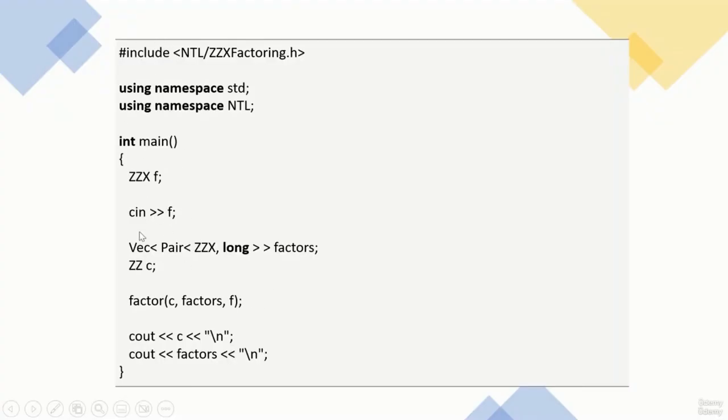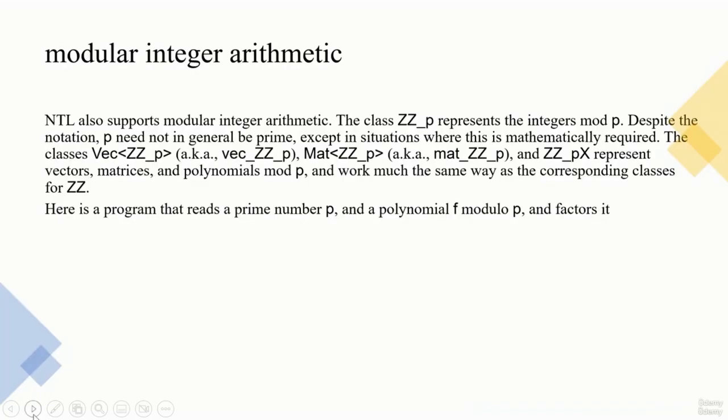In NTL, we can use very fast polynomial arithmetic processing. Basically, NTL was developed for computer algebra. So it has various dedicated classes, such as ZZX, which represents univariate polynomials with integer coefficients.